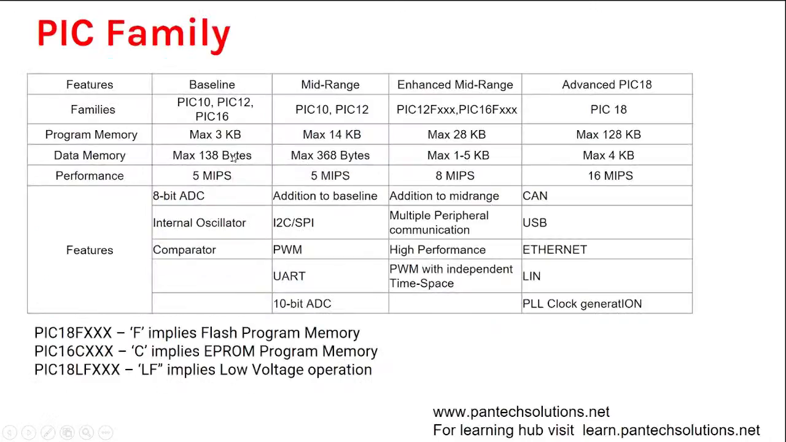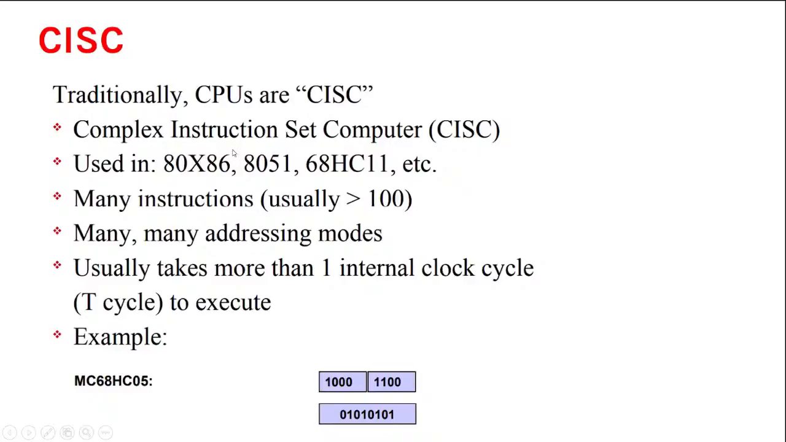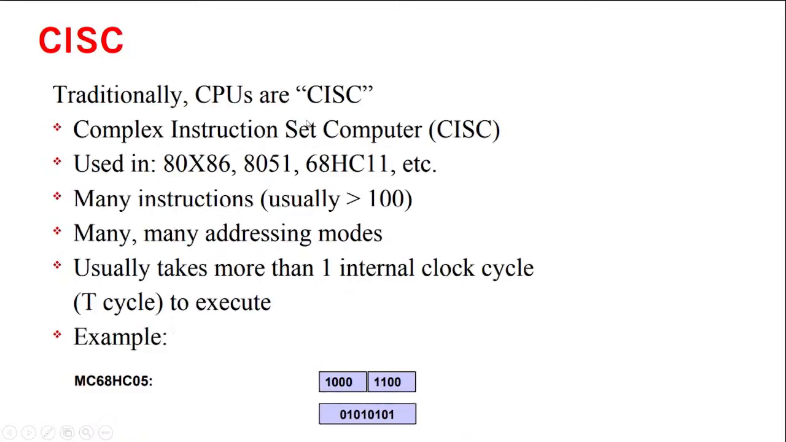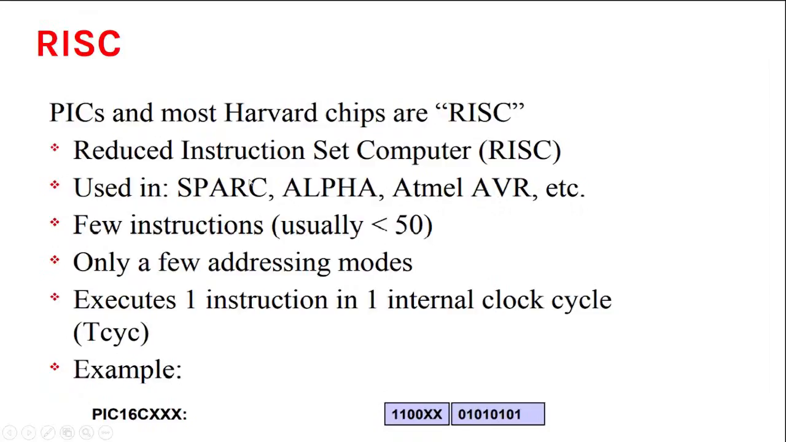Okay, so coming to the CISC and RISC. CISC or complex instruction set computers, like most of the CPUs, such as the Pentium 4 processor, the 8051 and 8086, are CISC. Whereas the PIC is the RISC architecture, RISC and the Harvard architecture. Okay, so CISC has many instructions, many addressing modes, and usually takes more than one internal clock cycle to execute. Whereas reduced instruction set computers have only a few addressing modes and execute one instruction in one internal clock cycle. Okay, so that's a RISC architecture. PIC comes with RISC architecture.